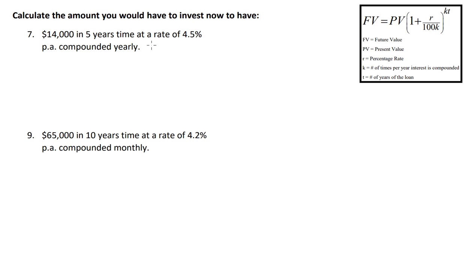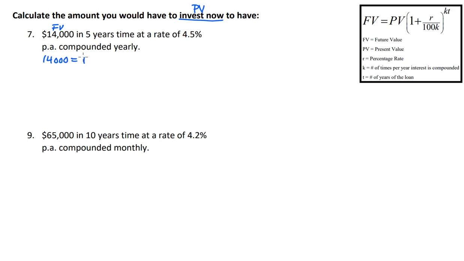Number 7, calculate the amount that you would have to invest now to have 14,000 in 5 years' time. So investing now, we're trying to figure out what we're investing now. So we're actually now solving for the present value, and this 14,000 is the future value. So we're going to set this up like this.